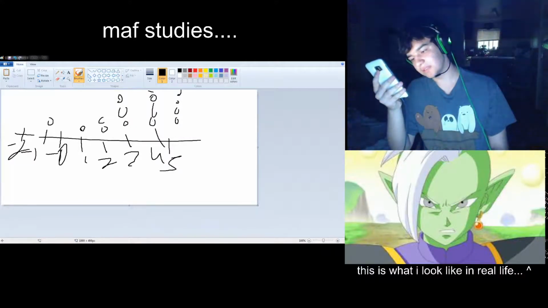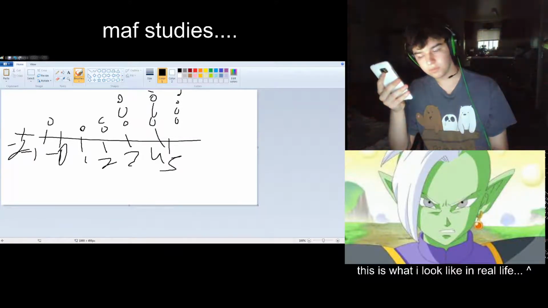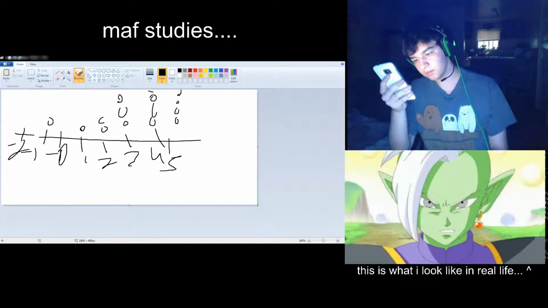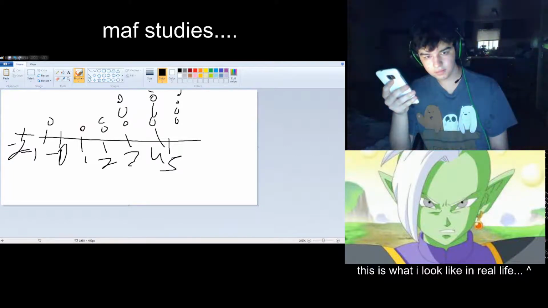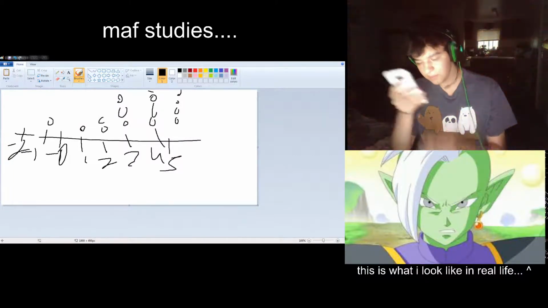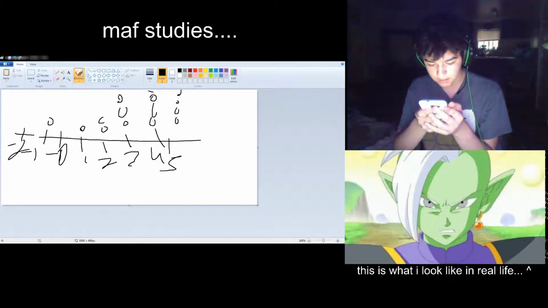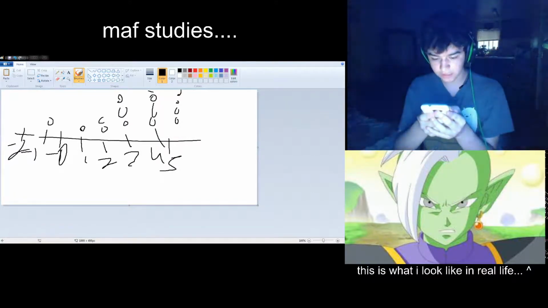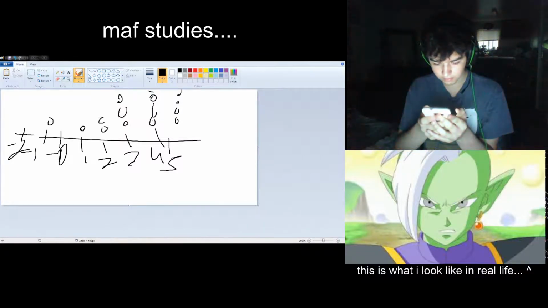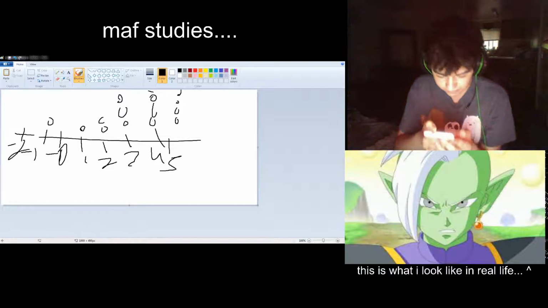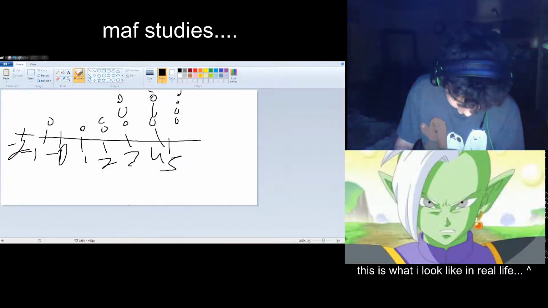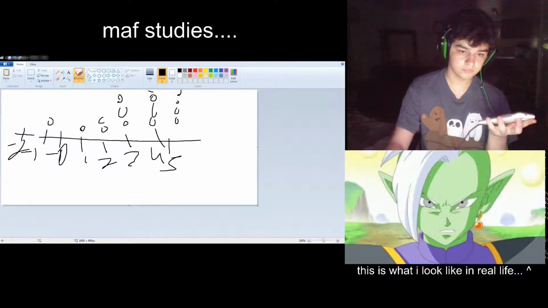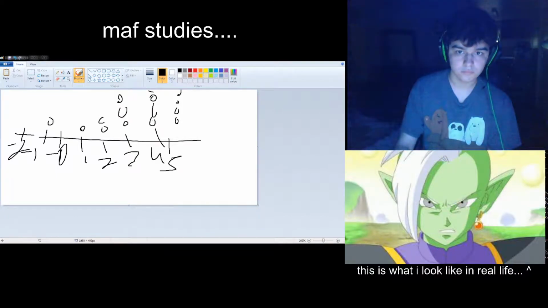Dataset 1 versus dataset 2. Maximum 16, 14, 4, 2, 16, 14, 8. Median, the median for dataset number 1 is 8. Right? The median for dataset number 1 is 8, right? No, I'm looking at number 5. Right?